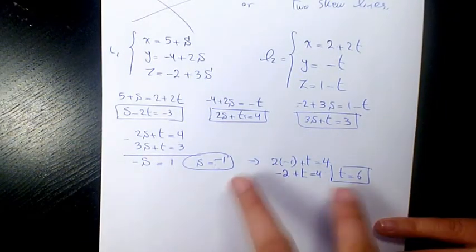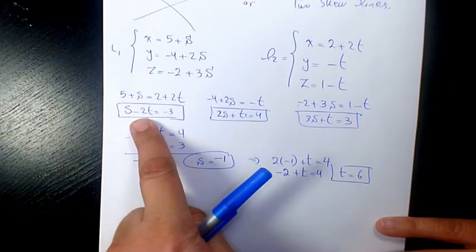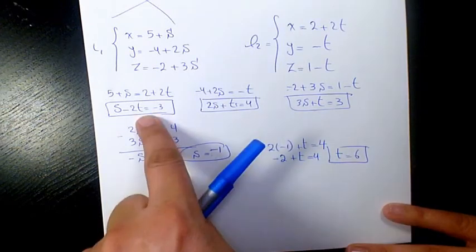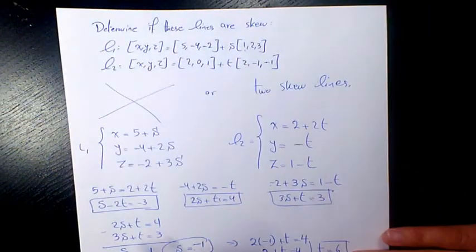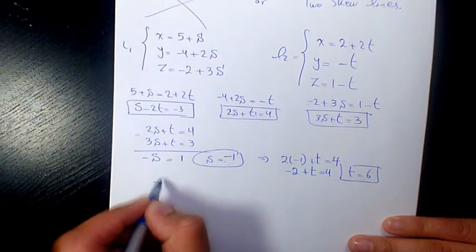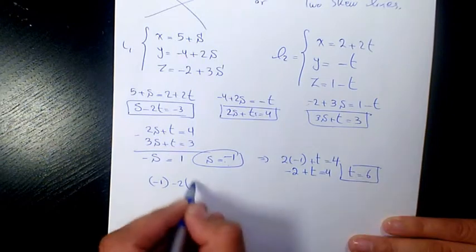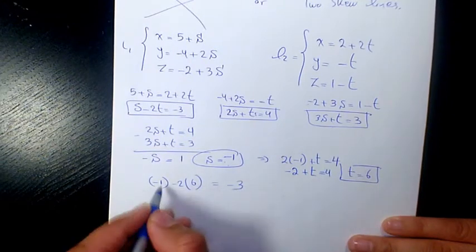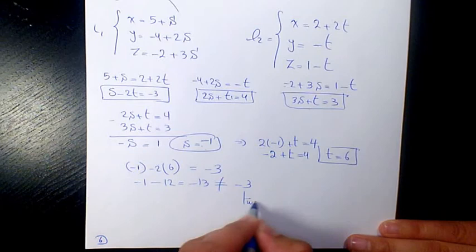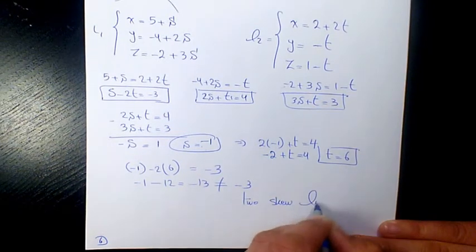So if I sub these two numbers in the first equation, and if it works and is valid, it means that they intersect at one point, and we have the s and t. If this s and t doesn't work in this equation, it means that we are dealing with two skew lines. So let's check that. s is negative 1 minus 2 times 6 has to equal negative 3. So we have negative 1 minus 12, negative 13. So negative 13 is not equal to negative 3, so we are dealing with two skew lines.